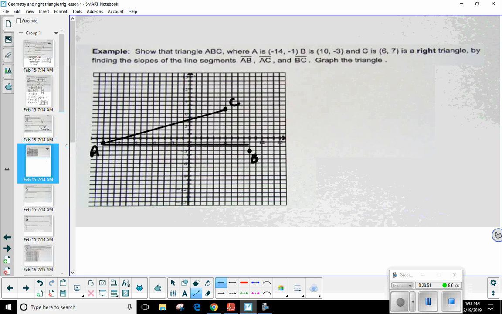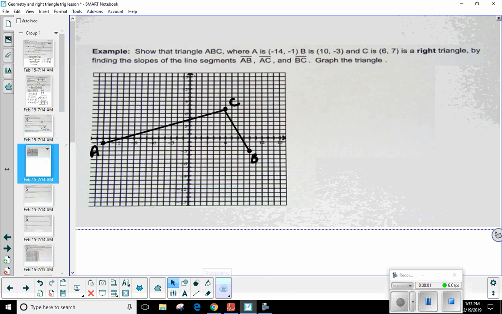I don't know why it's doing it. Okay. Interesting. Let's try that one more time. What the heck? Okay, let me put this in down here. That is not what I wanted to do.